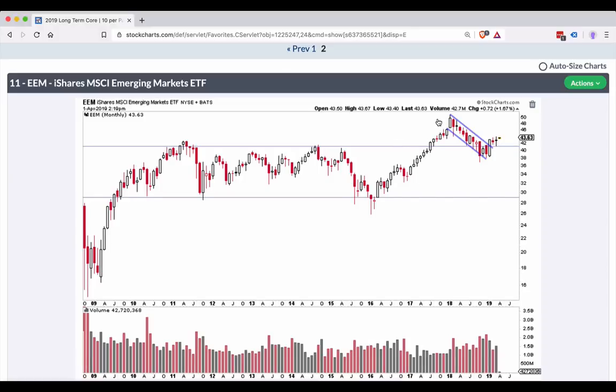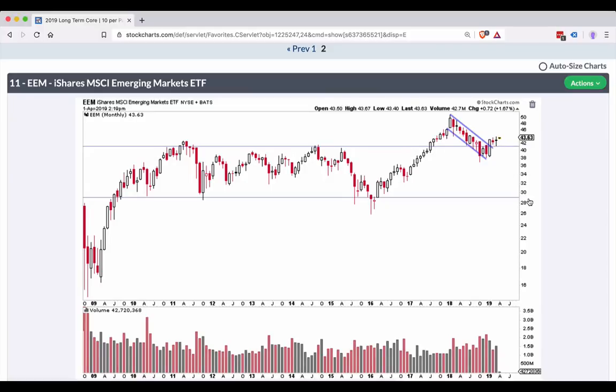We had the breakout to new highs of EEM. That lasted for a couple of months, and then we started pulling back in a very tight channel throughout 2018 to retest this old breakout level, and now you can see we're starting to pop back up over $40.